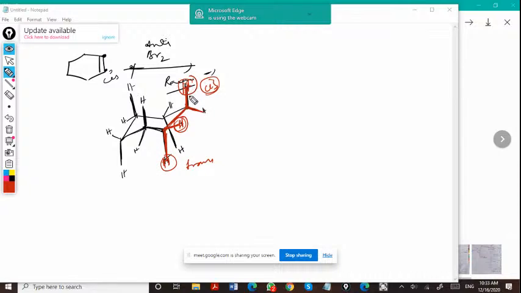So cis means the first carbon has an axial arrangement and the second carbon has an equatorial arrangement, then it can be called cis. Trans means the first is axial and the second is also axial, then it is trans, because its bond angle will be 180 degrees. You can consider this is 90, this is 90, so 180 degrees. Both are perpendicular. There is also another possibility.